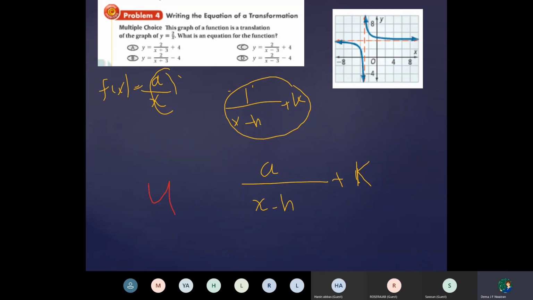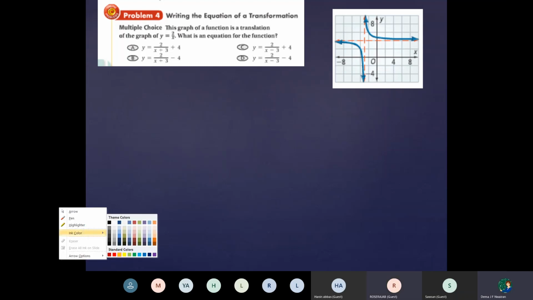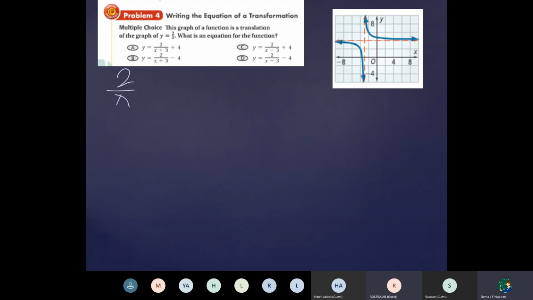Wait, I want to look at my picture. Okay. Now, what about this one here? In this problem, they told me to guess how the graph will be if you know that it comes from 2 over x. I mean that a here is greater than 1, it is not 1, it is 2. So instead of writing a over x minus h plus k, I can write it as 2 over x minus h plus k.